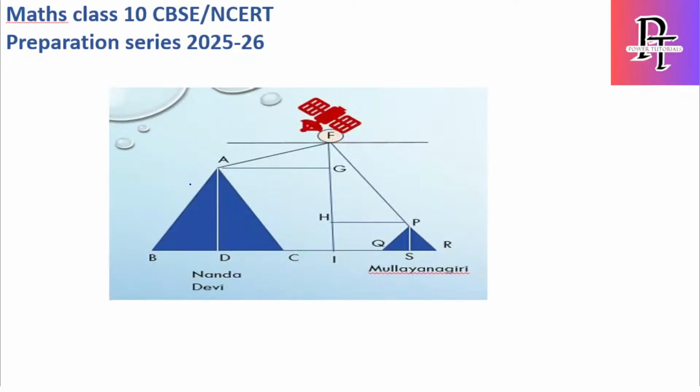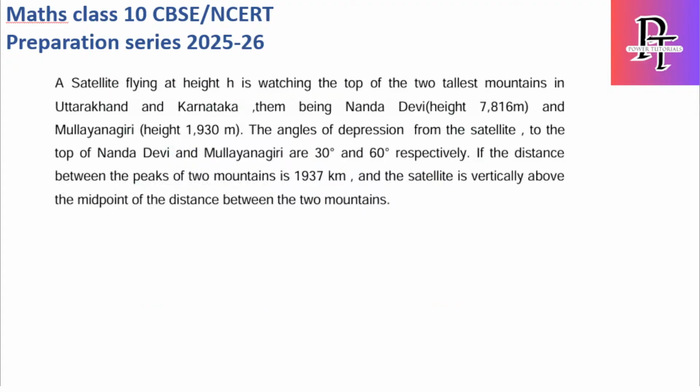So here we have two mountains. First is Nanda Devi and second is Mullayanagiri. From the satellite, the angle of depression they have mentioned is one angle to the first mountain, and to the second one they have provided the second angle. For Nanda Devi the angle is 30 degrees, whereas for Mullayanagiri it is 60, because it is clearly mentioned respectively. Respectively means first is for the first and second is for the second.